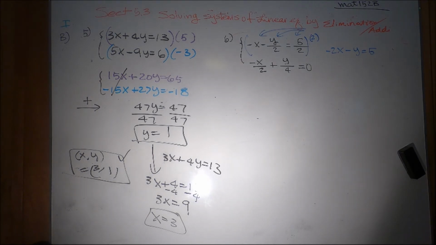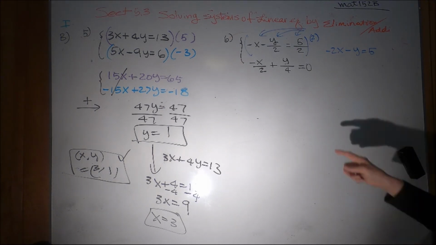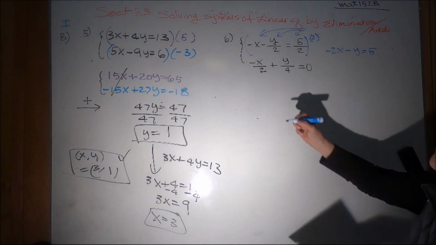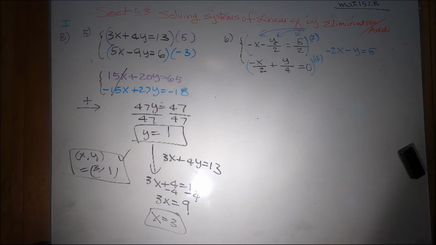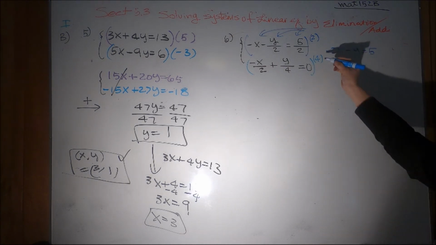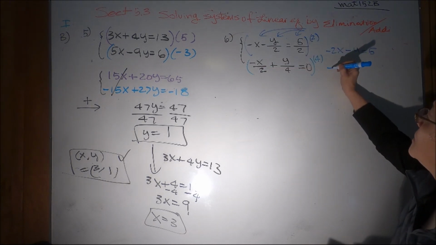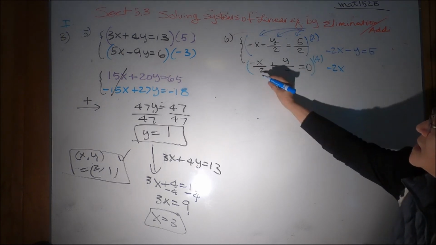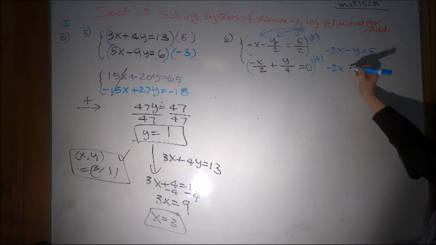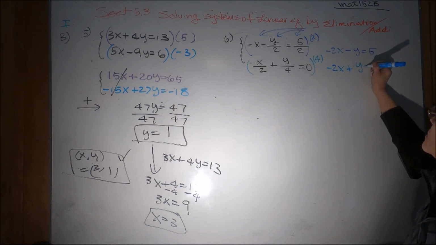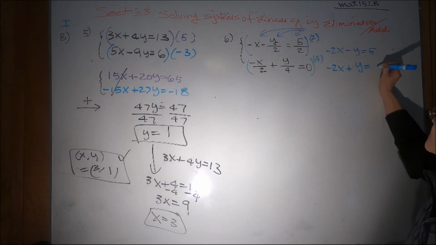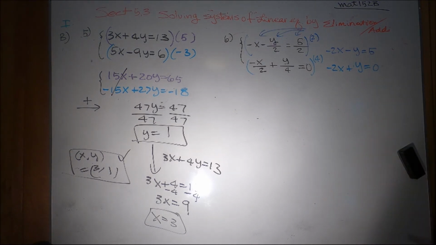The second one, how can we get rid of fractions? Multiply by the LCD, which is for 2 and 4. We will use 4. So this one multiplied, that will be what? Negative 2x, cancel out 4 and 2, plus what? This one, 4 and 4 cancel out, y equals 0 times 4 is 0. Don't forget the 4, right?